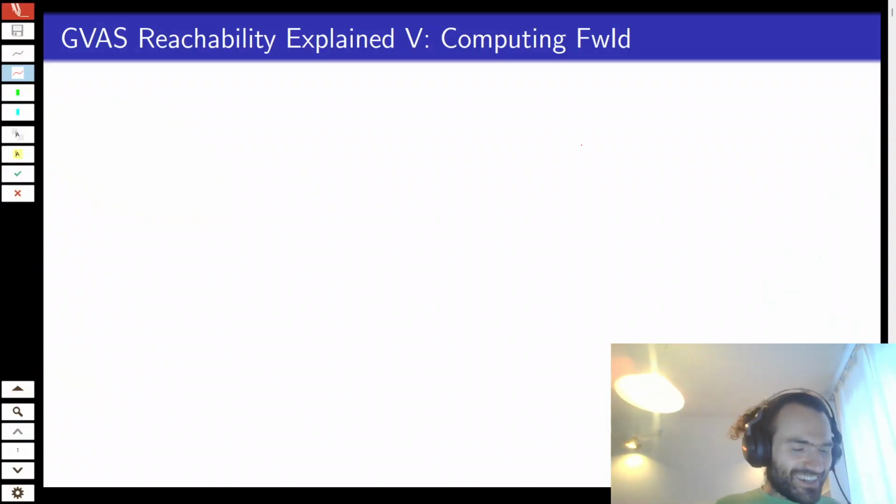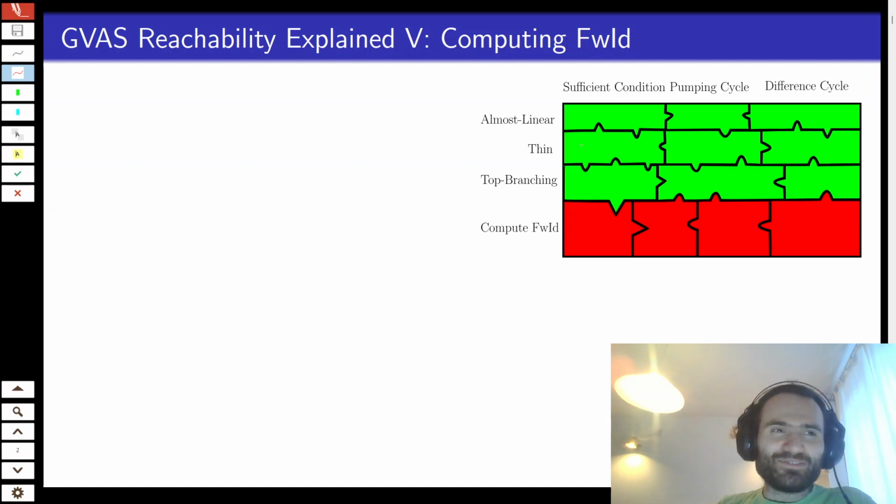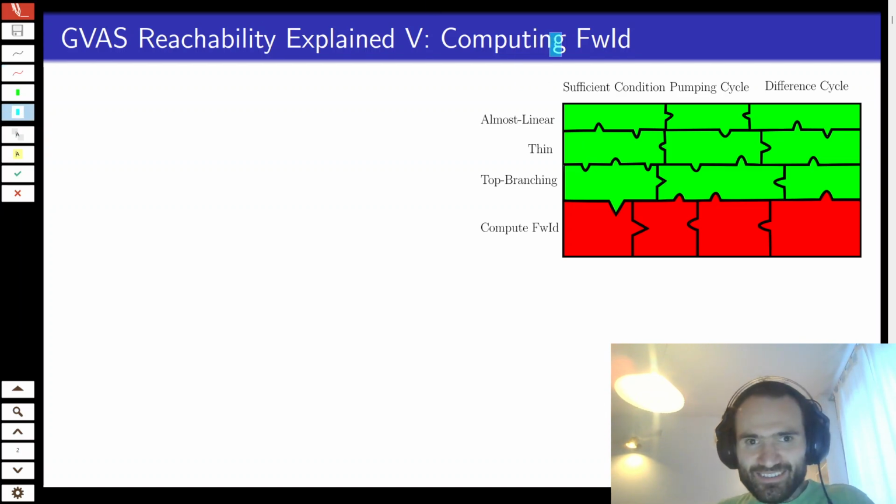Okay, so GVAS reachability explained. The final stretch. So let's first repeat where we are standing. So the situation is actually quite simple to describe at this point.